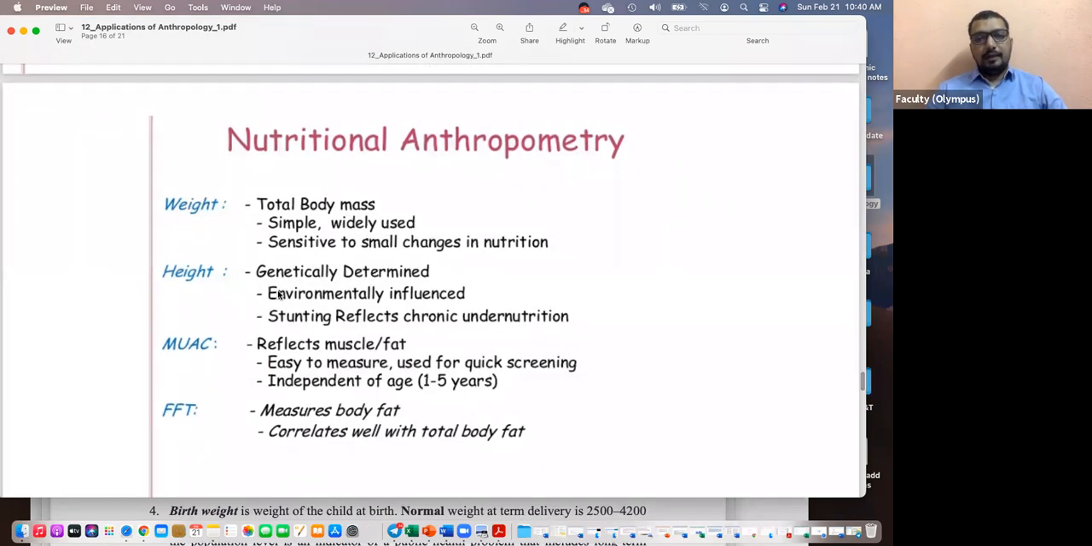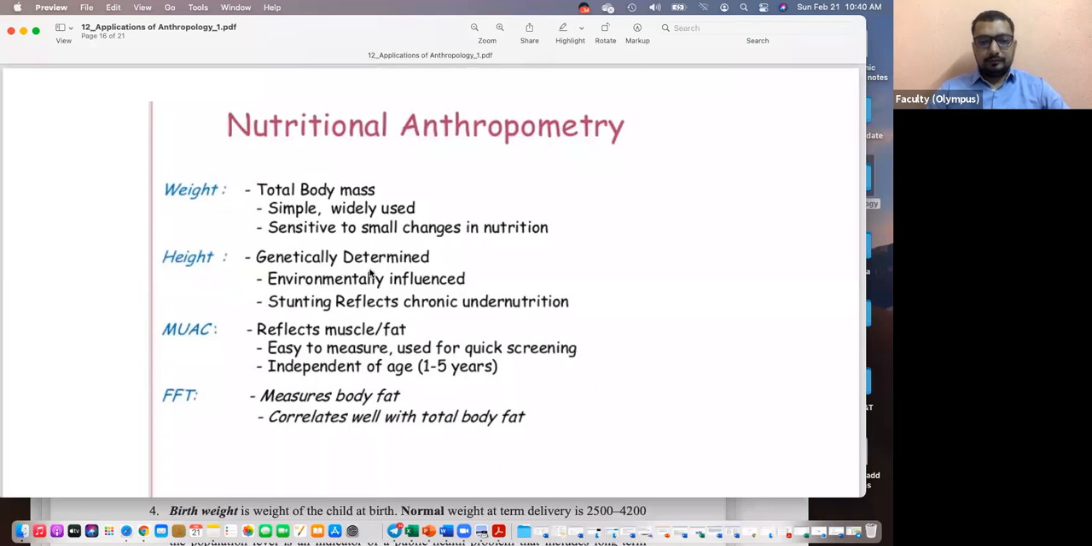What about height? Height is genetically determined. Genetic potential determines our height, but environmental influence can help us understand this. So for example, if a person is not fed well, not enough protein is given, what happens? Stunting can be easily seen. The person's height is not growing as expected. Stunting is a common problem in India.